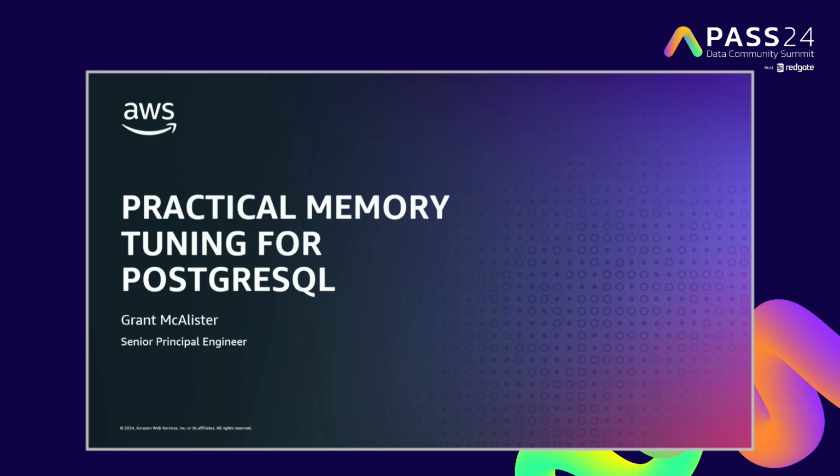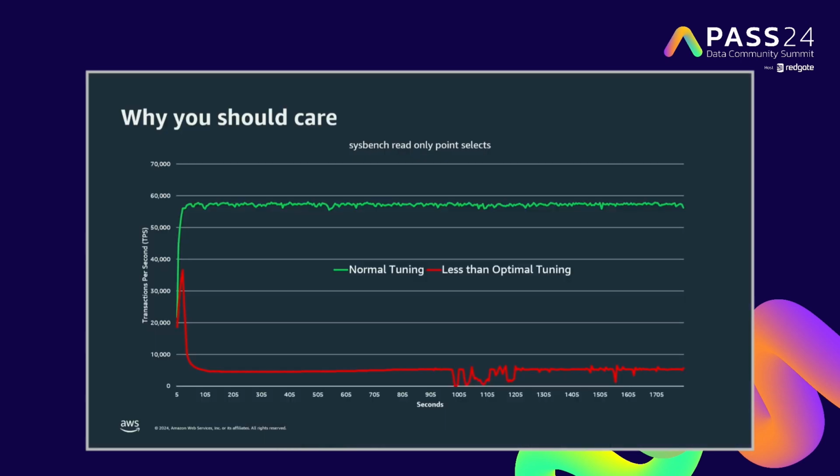This is a talk about practical memory tuning, so it's not going to go ridiculously deep, but it's more of trying to give you an idea of how Postgres uses memory and how to think about memory if you're using Postgres to get the most effectiveness out of running Postgres. So, I always start with: why do you care about memory tuning on Postgres, right?